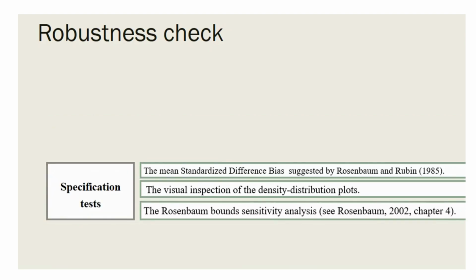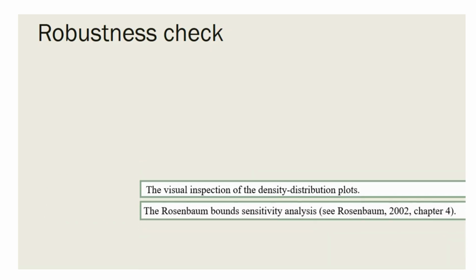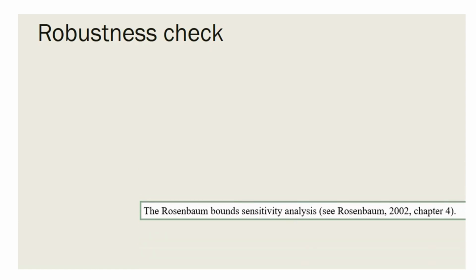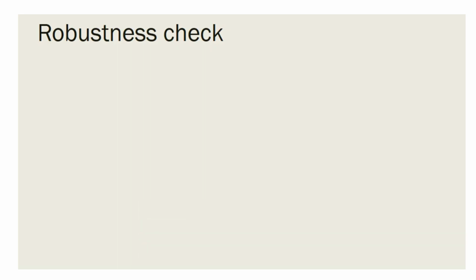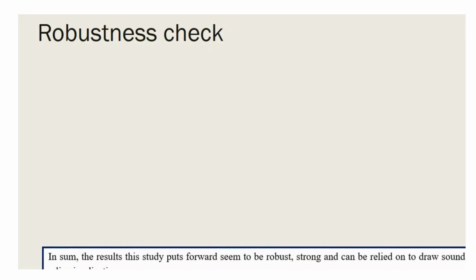We launched different specification tests. In fact, to check for the sensitivity of our results to observable bias, we launched the mean standardized difference bias test, suggested by Rosenbaum and Rubin. A visual inspection of the density distribution plots is also done before and after matching. And the Rosenbaum-bounds sensitivity analysis is also performed to check the extent to which our average treatment effect on the treated estimates are surrounded by hidden bias. In sum, the results this study puts forward seem to be robust, strong, and can be relied on to draw sound policy implications.